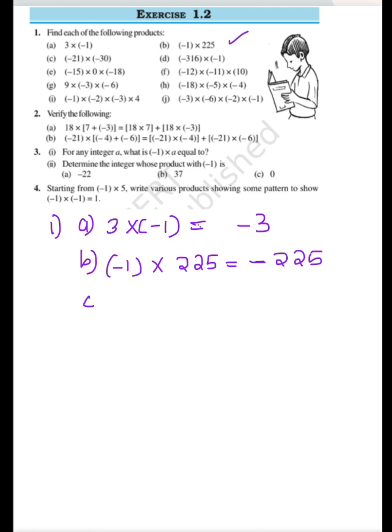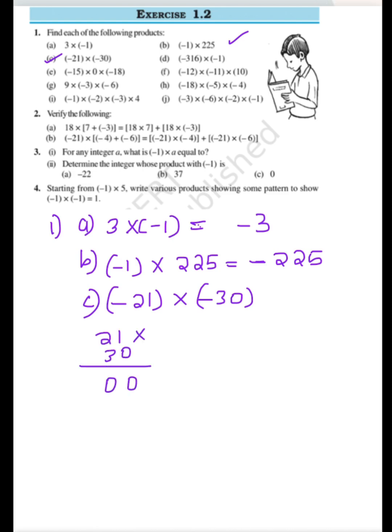Now let's see C. What is C? Minus 21 into minus 30. Now we have to do the multiplication, that is let's do 21 into 30. What is 21 into 30? 0, 0, 3, 6. So 630.